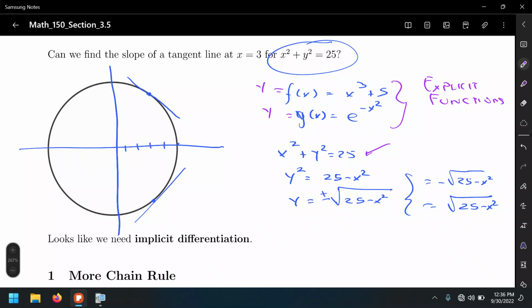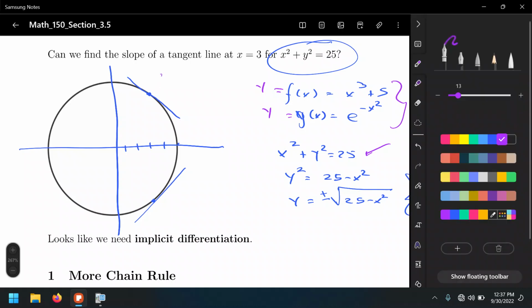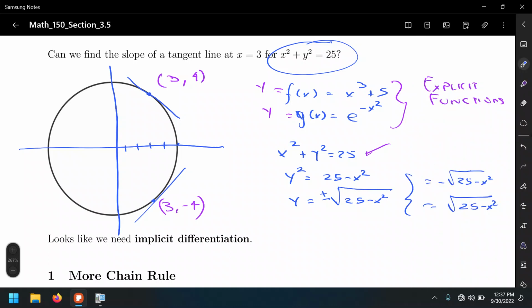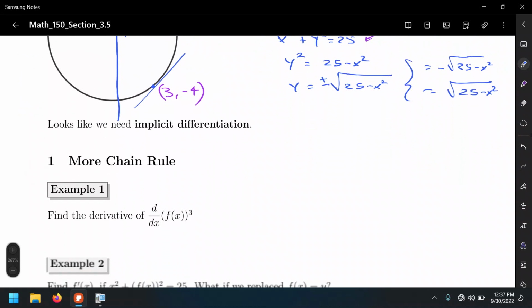Yeah, so there are two tangents in the implicit case, and one tangent in the explicit case. So in this case, we will be very specific at one of the points, because we can find the tangent at x equals 3, for the point 3 comma 4, or 3 comma negative 4. All right, so we would be specified at one point. So let's see. How do we go about implicit differentiation?